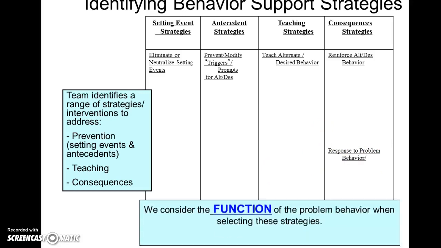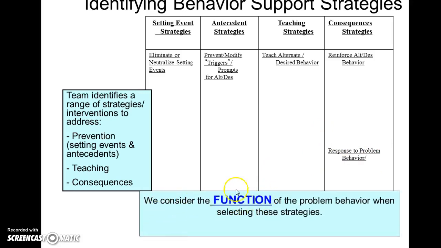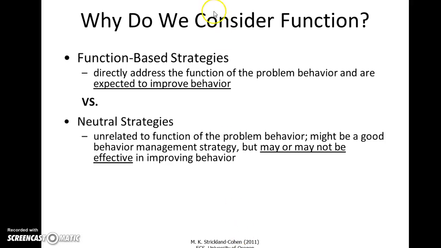In order for you to come up with this, you have to consider the function of the problem behaviors to be able to select which strategies are most appropriate for prevention, teaching, and consequences. Okay, so why do we consider function? Well, it's a function-based strategy, right? FBA and the BIP or the BSP, they go together.